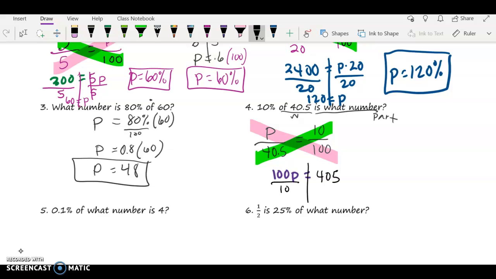I'm going to divide by 100 on both sides. P equals 4.05, or 4 5/100. And that makes sense because let's say we had a test that was out of 40.5 points, 10% of that, which means that we did not do very well on that test, would be a 4.05. So it'd be a small amount because a 10% on your test means that we only got a couple of the questions correct.